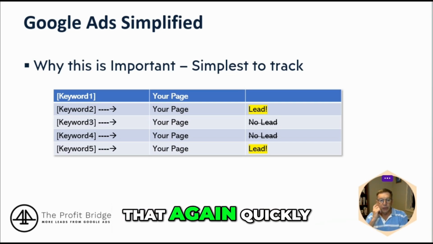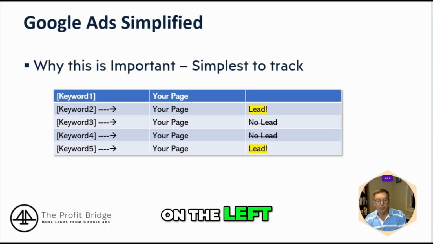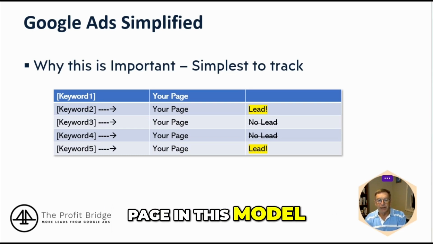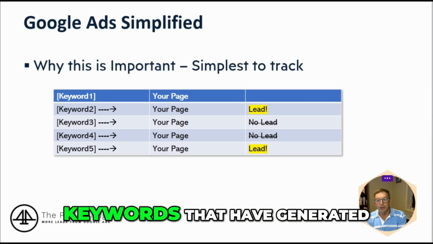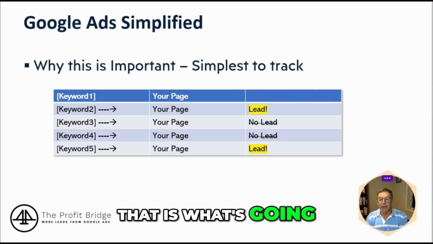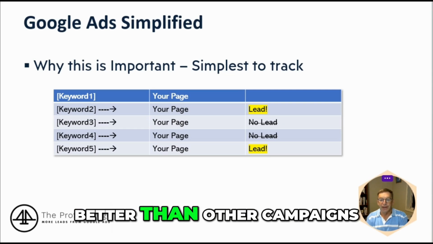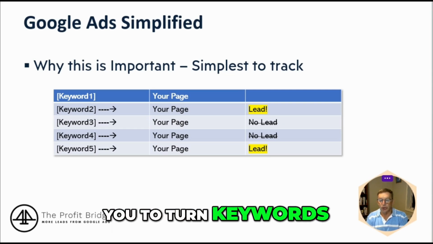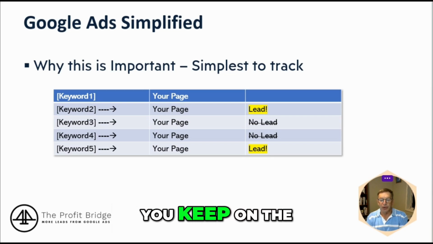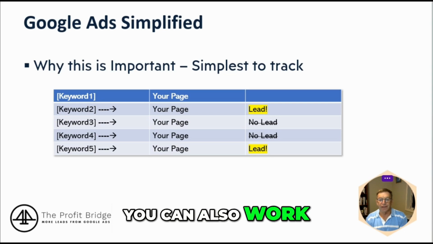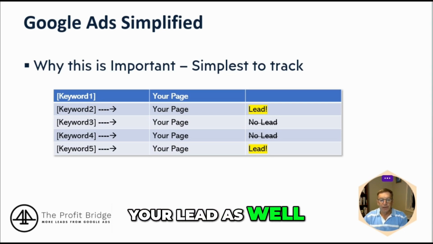Now let me run through that again quickly. So you've got keywords on the left, which is what you want to advertise for. You've got a single page in this model, and on the right hand side you've got the keywords that have generated the lead, and that is the gold. That is what's going to make you perform better than other campaigns, and it's what allows you to turn keywords off. The ones that are working you keep on, the ones that aren't working you turn off. And you can also work out the cost of your lead as well.